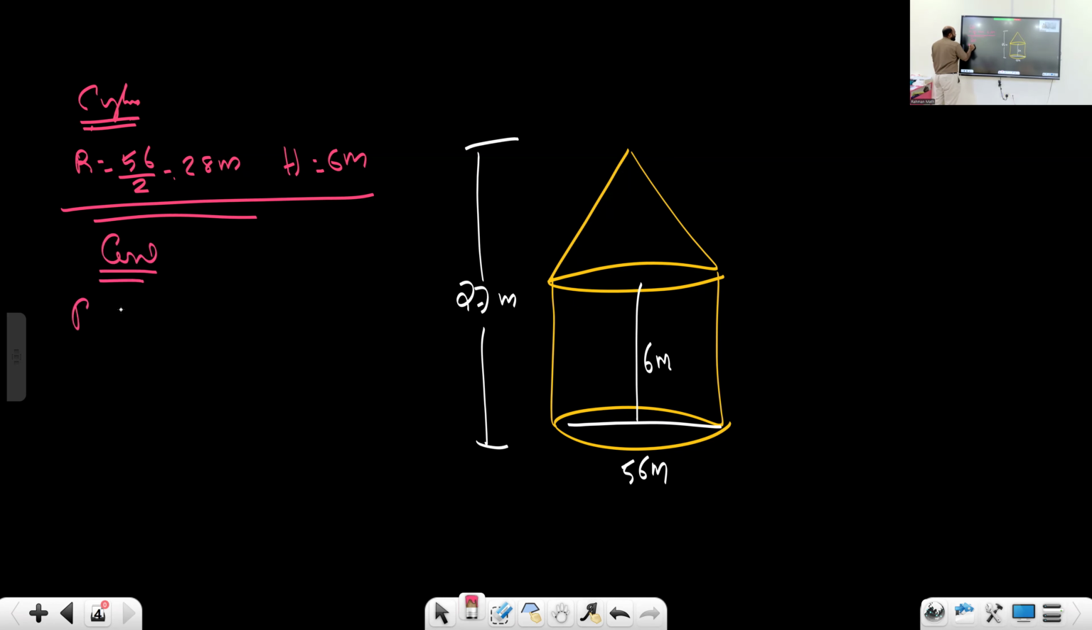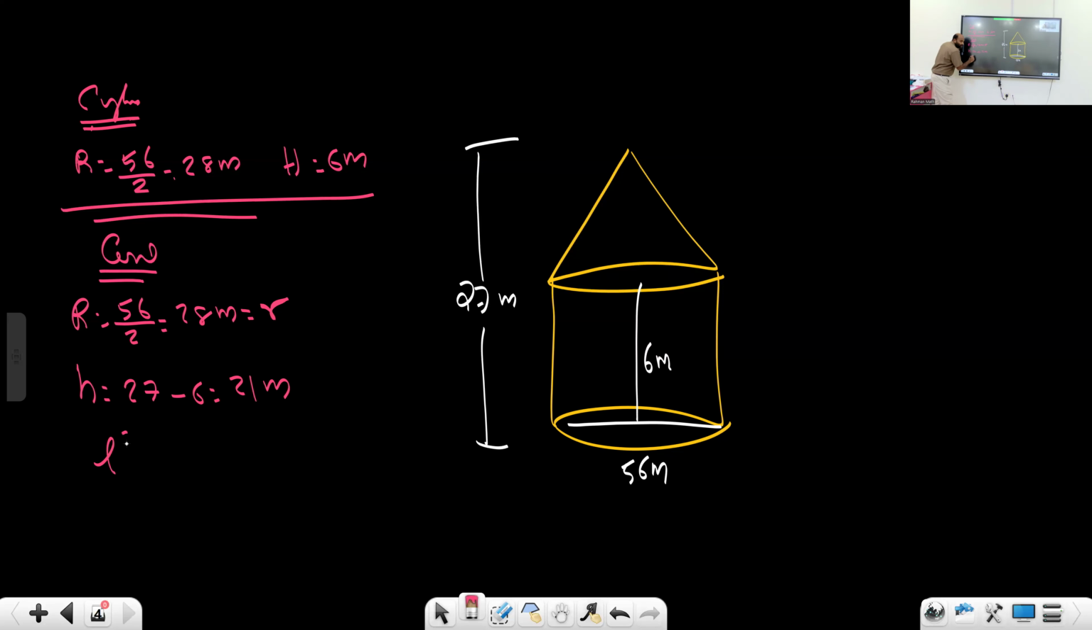Next, cone. Cone radius, capital R only we can use, because I told you the same. If you want, small r also you can call, no problem. Height of the cone: 27 minus 6, how much? 21 meter. Am I right? Why 21 meters coming? Total height is this one, so 21.